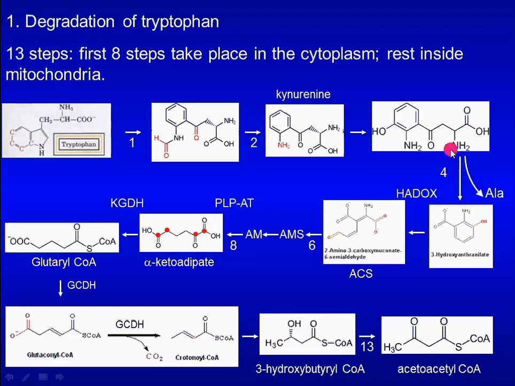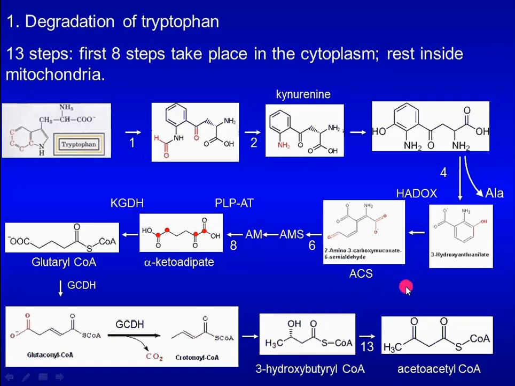In step 4, alanine is removed. In step 5, the benzene ring is broken. The result is 2-amino 3-carboxymuconate 6-semialdehyde, or ACS. In step 6, a carboxyl group is removed by a decarboxylase. In step 7, the aldehyde group is oxidized.